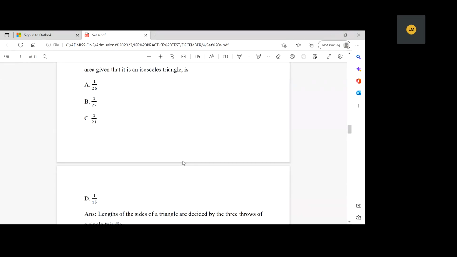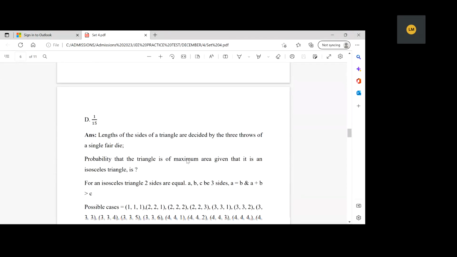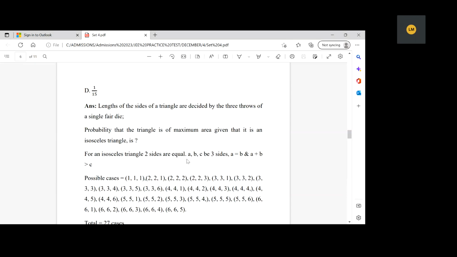So I think we can discuss the basic thing. Whatever is given in the question, I've just rewritten what all details are given. The length of the sides of the triangle is decided by three throws of the single fair die. I need to find out the probability in a case of maximum area, by considering the combination which is of the maximum area. So this is the basic thing that we have studied, right?